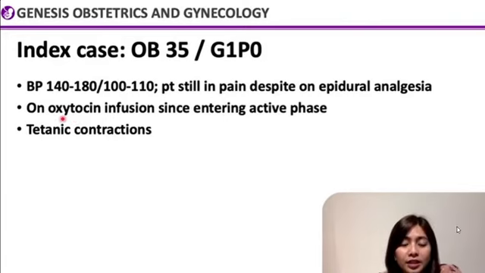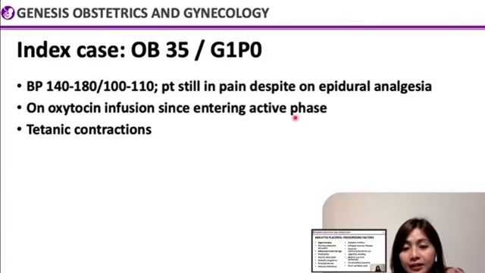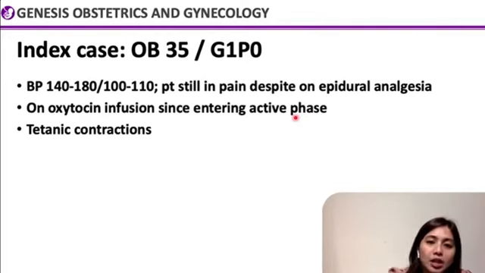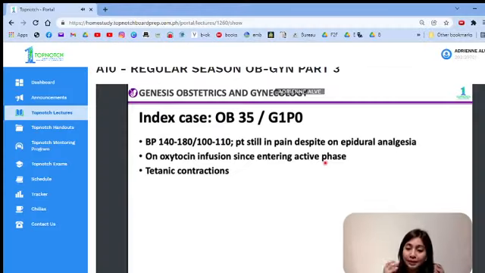And then you noted that this patient has been on oxytocin drip or oxytocin infusion since entering the active phase. So ano yung active phase? Between 4 to 6 centimeters. Okay? So sabi natin 4 centimeters, pina-oxy na siya. Okay, so matagal siyang naka-oxytocin.